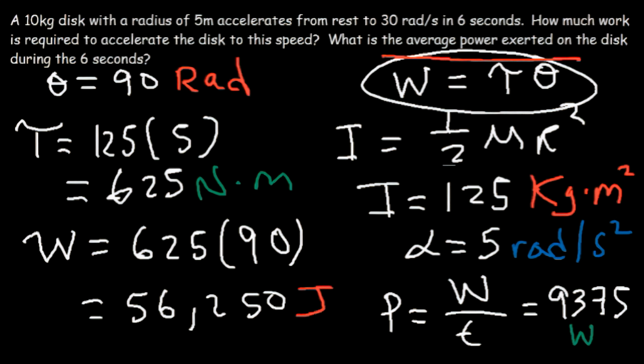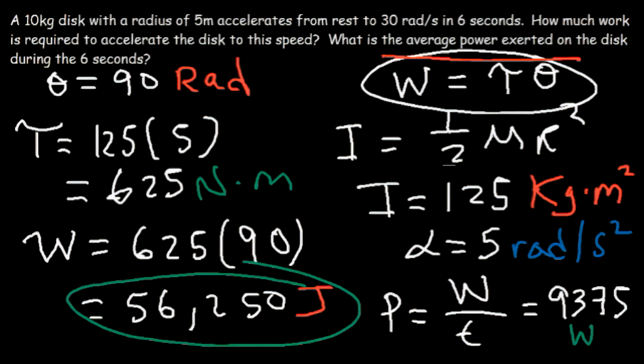So what this number means is that every second, 9,375 joules of energy was transferred to the disk as it accelerated. That means in 6 seconds, 56,250 joules of energy was transferred to it. Now let's calculate the power using another equation.